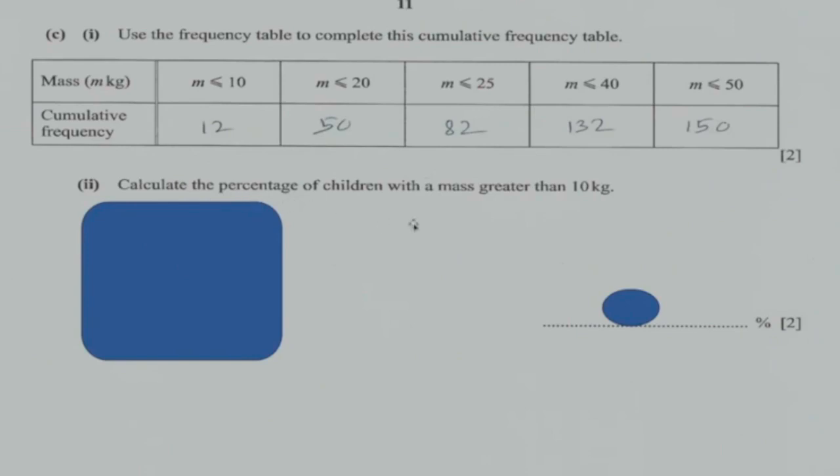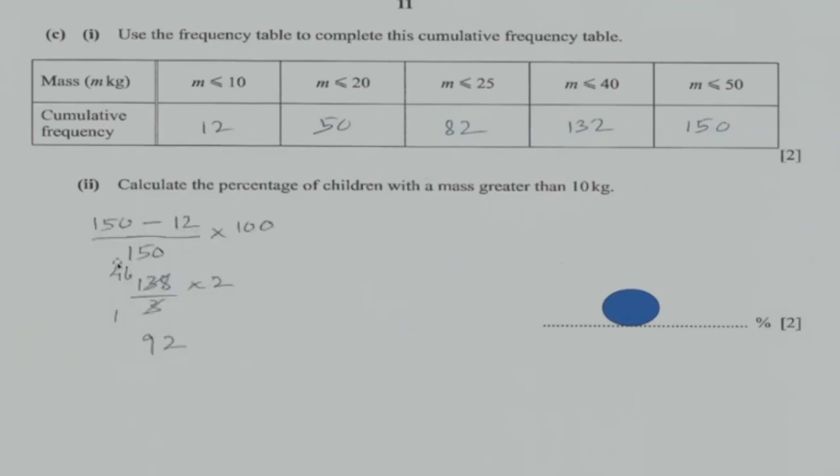Calculate the percentage of children with the mass greater than 10 kg. See, this is less than 10. These are all greater than 10. So we have to add these all, otherwise total is 150. So from the 150 we can subtract this 12. 150 minus 12, we have to divide by 150 and multiply by 100 to get the percentage value. 92% is the children with a mass greater than 10 kg.